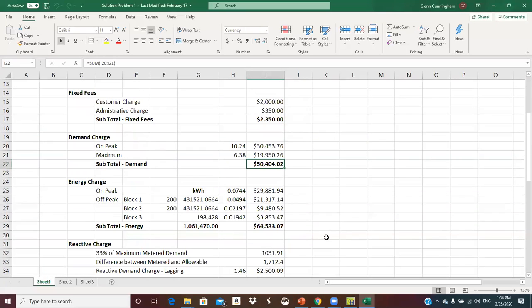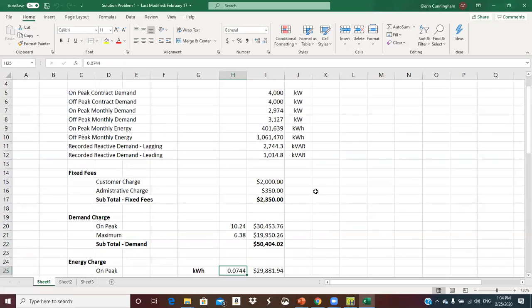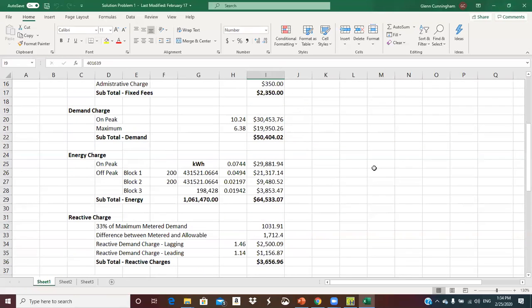Okay, now a little more fun. We have the on-peak energy, which is pretty straightforward. This is the rate, 7.44 cents, and this is on-peak energy, 401,639. So if you multiply those two together, you should get 29,881.94 on-peak energy.